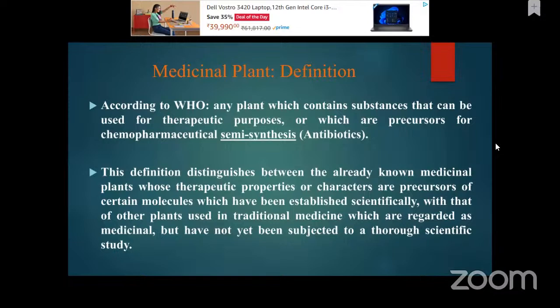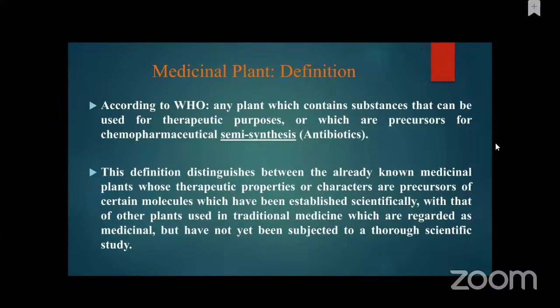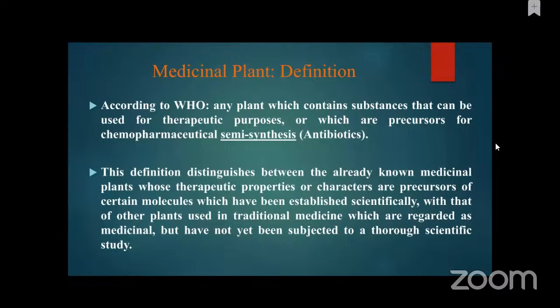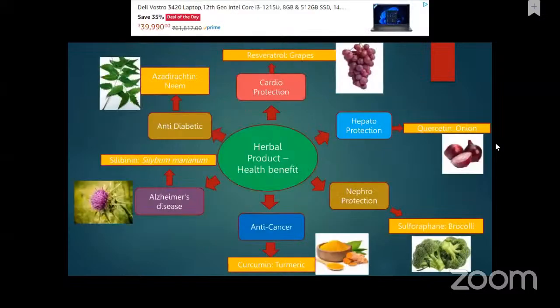How can we say a plant has medicinal properties? You can say some plant has antibacterial activity. How do we say that? You have to take the plant extract and apply it on a bacteria. If it is killing that bacteria, we can say that the plant extract has antibacterial activity. The same way you can apply it to cancer cell lines. If you are treating cancer cell lines with that particular plant extract and the cells are dying, we can say that plant has anti-cancer properties.